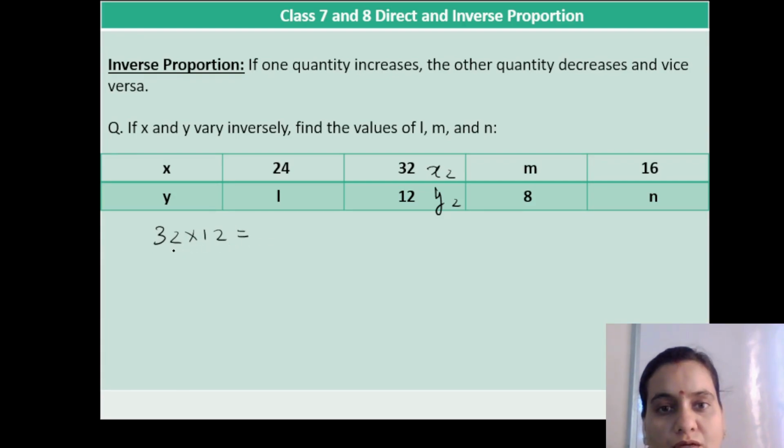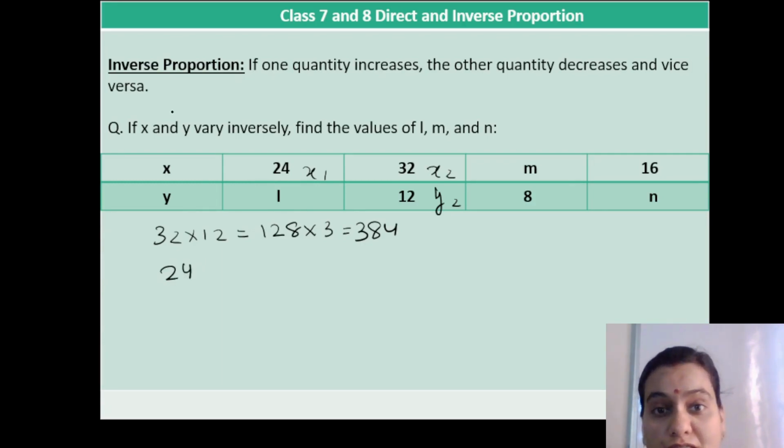I think I'll do 32 into 4 first. That will be 128, and then into 3. If I do that, what will it come up to be? 3 times 8 is 24, 2 gets carried over. So 6 plus 2, 8. So 384. So this 24 into L, that is x1 and L, should also come up to be 384.